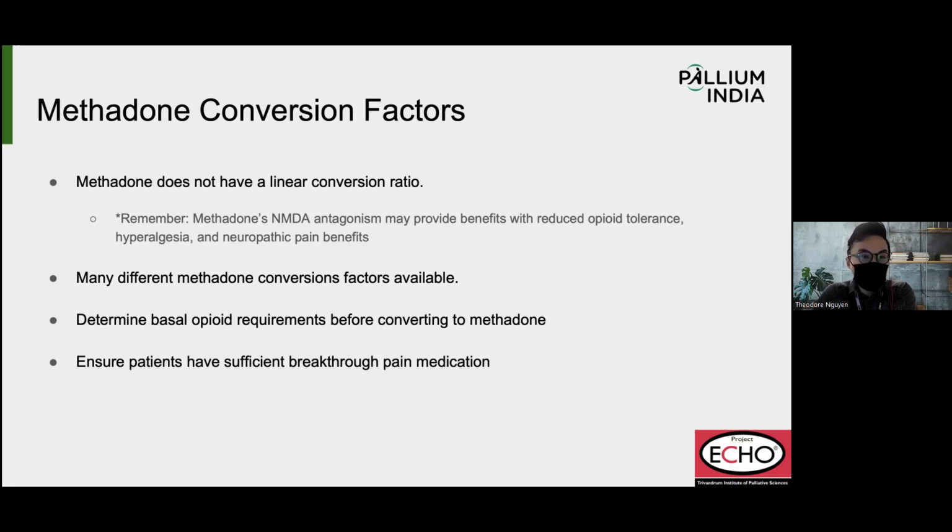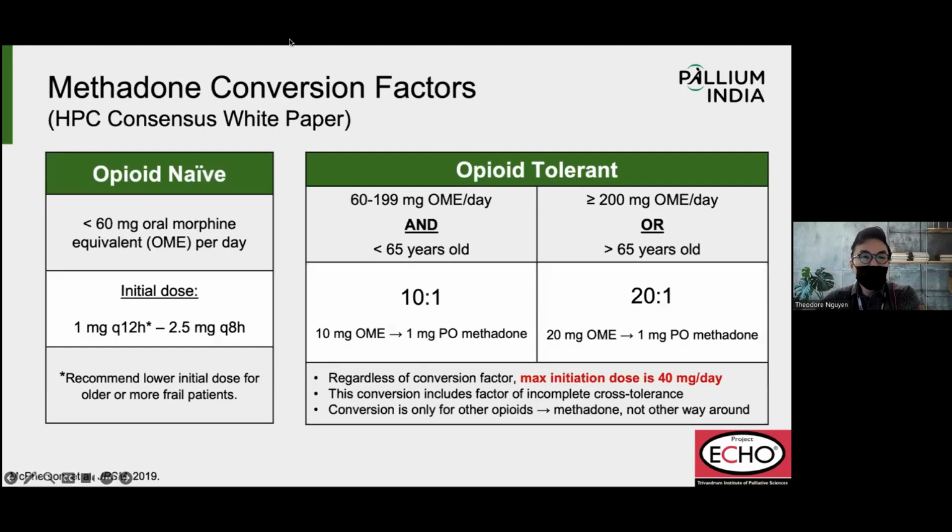And prior to this white paper consensus, there were many different methadone conversion recommendations, and they had different dose conversions based on a patient's daily OMEs. Typically when we start a conversion, the main thing that we want to do first is determine basal opioid requirements before converting. And then after we do that, ensure that patients have sufficient breakthrough pain medication. So the white paper consensus recommendations generally help simplify it, but these dose conversions are very conservative. So you can feel comfortable using these numbers, given that they are pretty conservative.